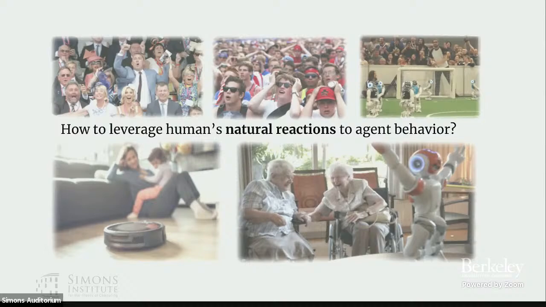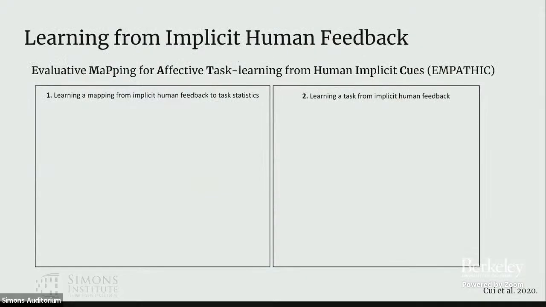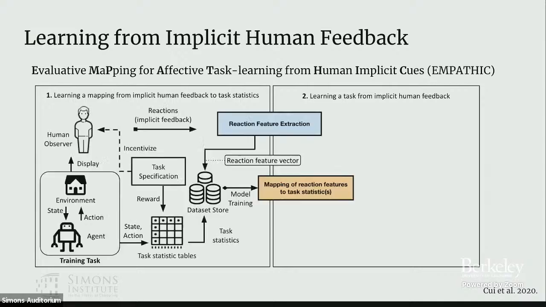So we proposed this learning framework, evaluative mapping for effective task learning from human implicit cues, shortened as EMPATHIC. It has two stages. In the first stage, the robot learns a mapping from implicit human feedback to a fixed set of task statistics we designed. And the important part of the first stage is that since we designed the task, we need to incentivize the human user to actually align their internal valuation of the task with what we specified the task to be.